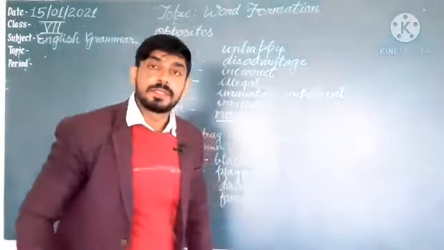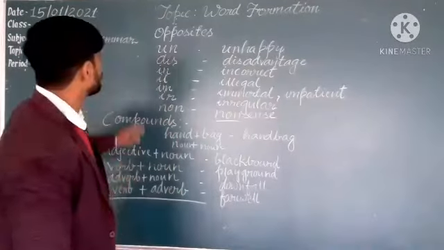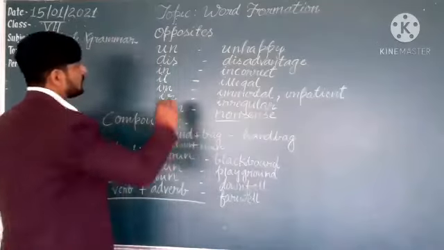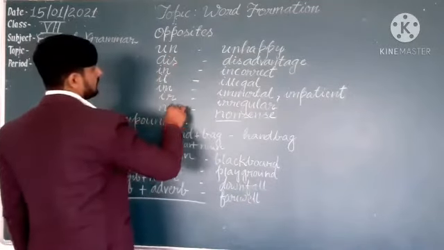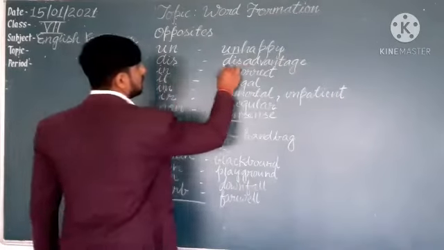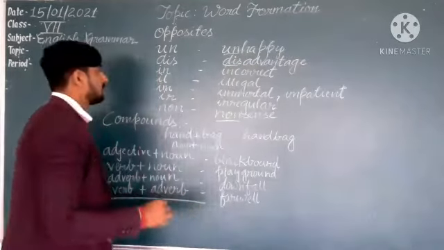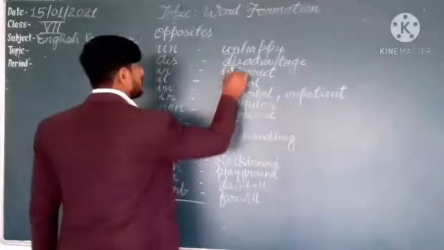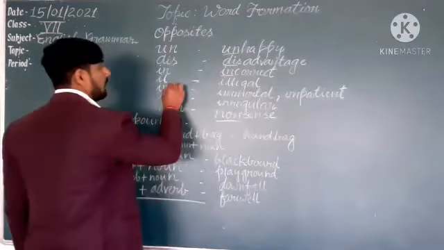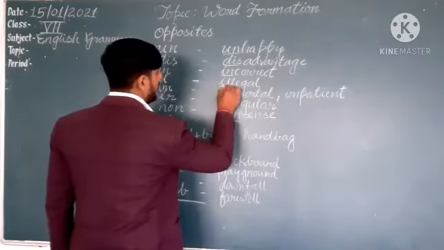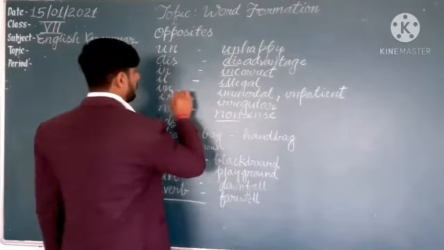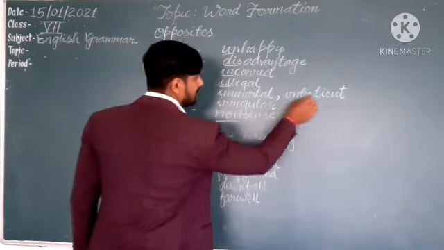Dear student, now we will see some examples of how to form opposites. For making opposites, we are going to add prefixes. Un: unhappy. Dis: disadvantage, the opposite of advantage is disadvantage. In: incorrect. Il: illegal, we are adding il here. Understand? Impossible, immortal, impatient.